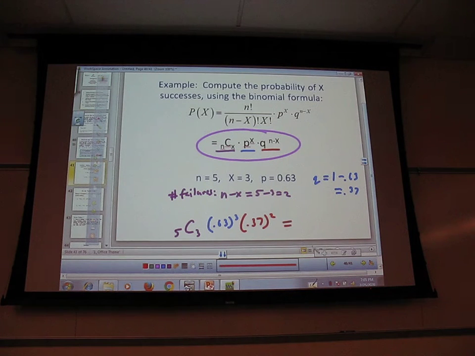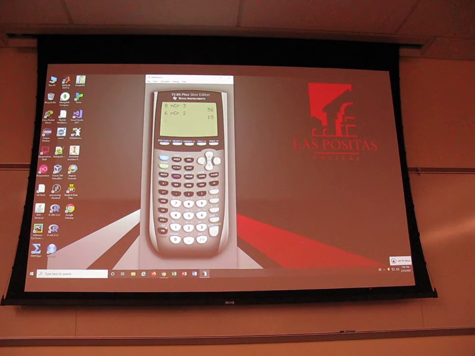Okay, so then I'm going to bust out my calculator. I'm going to do 5, math, probability, nCr, 5 choose 3, enter, times 0.63 to the third times 0.37 to the second. And I get 0.342.